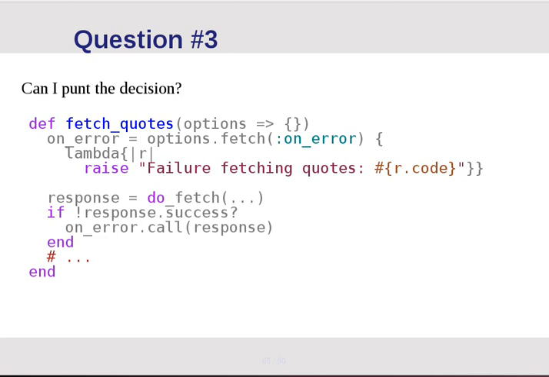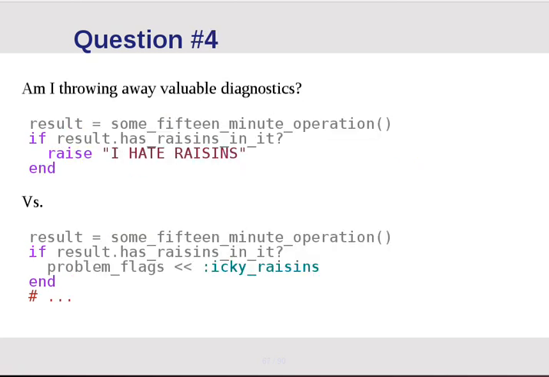Question number 3. Can I punt this decision up to the caller? Can I provide some way for the caller to push the decision down and maybe provide a sensible default instead of making the decision myself?